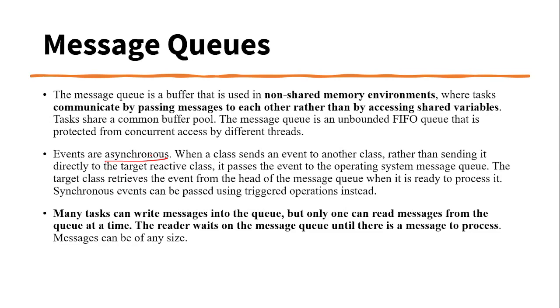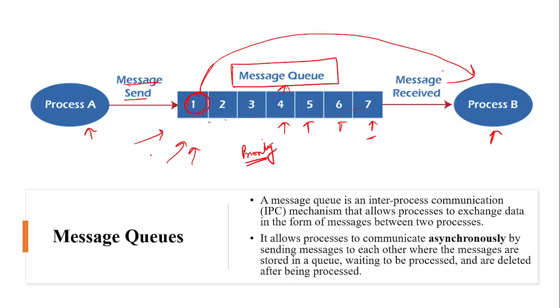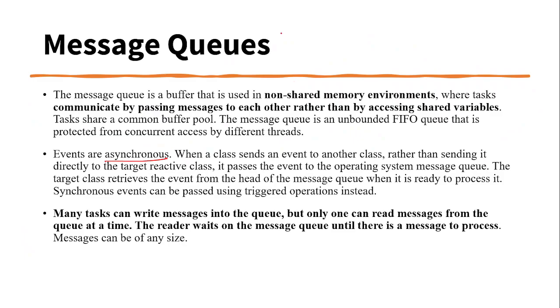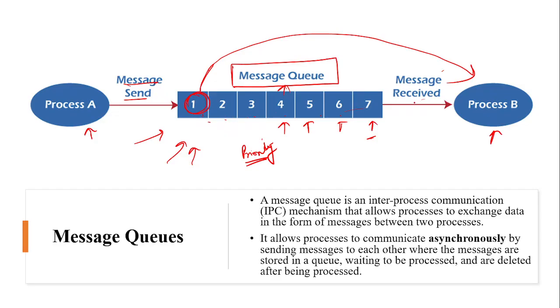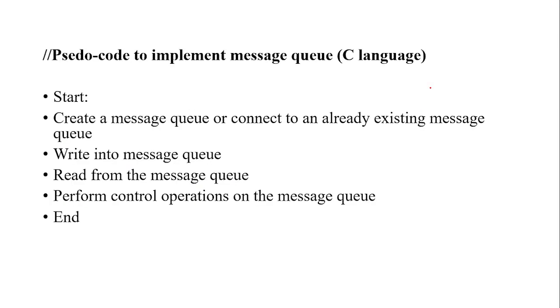Synchronous events can be passed using triggered operations instead. Many tasks can write messages into the queue, but only one can read a message from the queue at a time. The reader waits on the message queue until there is a message to process. I already told you that you have the option to keep piling your messages. And when there is no message, obviously the receiver will wait for a message to be received. If we have multiple messages, we can keep on lining up the messages with different priorities, and based on the priorities the messages are read by process B.